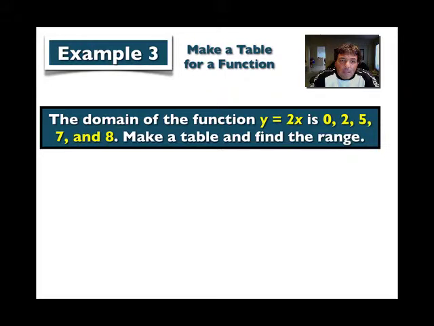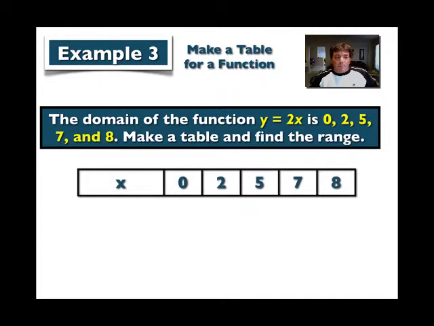Okay. Now you can be asked to do this for your homework and for just classwork. So read through it. It's pretty simple. They're telling us that the function is y equals 2 times x, and that the domain is 0, 2, 5, 7, and 8. So we have to make a table and then find the range. This is actually pretty simple.